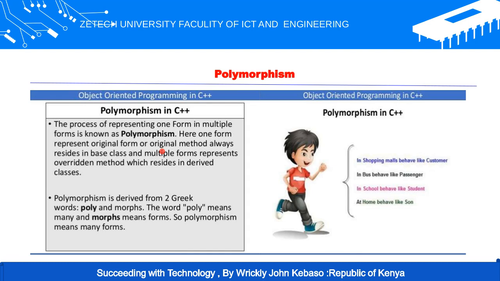Here we are saying polymorphism is derived from two Greek words, poly and morphs. The word poly means many, and morphs means forms, so many forms. That's what we mean by the term polymorphism, although it's derived from Greek, so we can have the meaning.